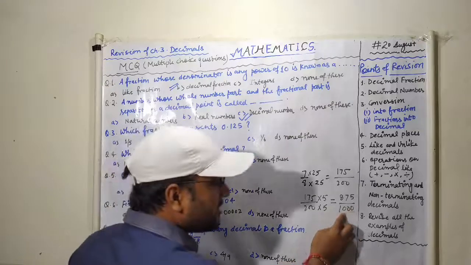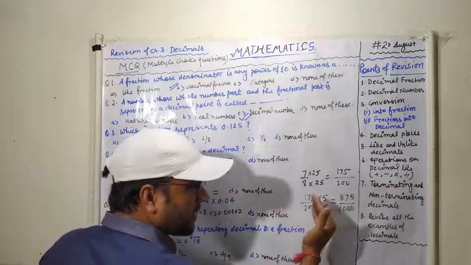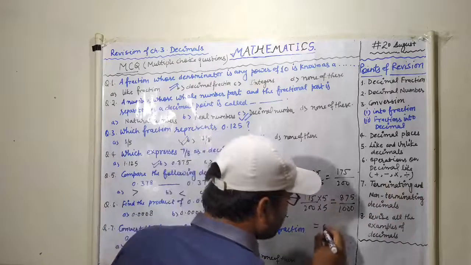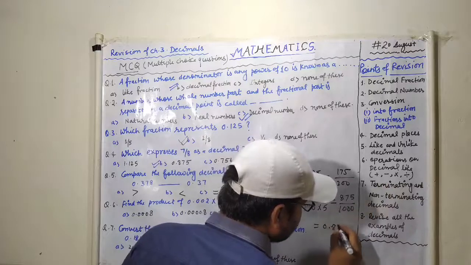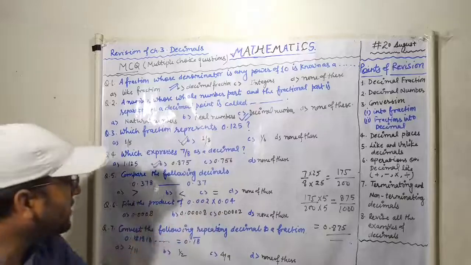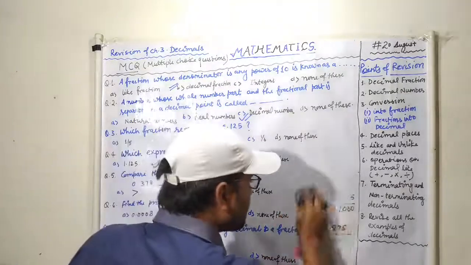Okay, so there are three zeros. You will count 3 numbers from the right side. Okay, 1 2 3 and put the decimal point. So your answer is 0.875. Okay, that's question 5. Compare the following decimals, 0.378 and 0.37.